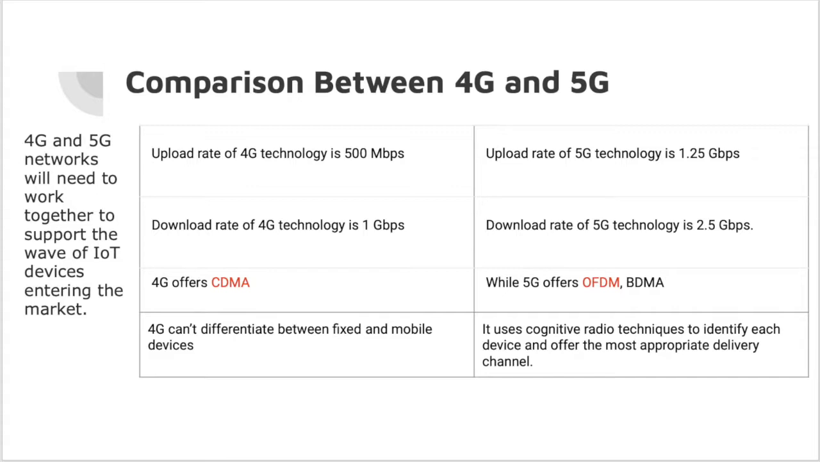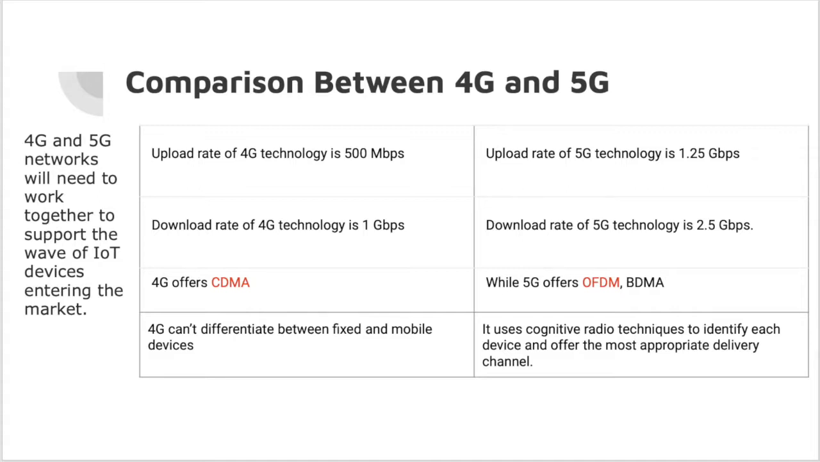So, what are the main differences between 4G and 5G? As we can see from this table, first, the upload rate is 5 megabytes per second for 4G, while it's 1.25 GB per second in 5G. Second, the maximum download rate in 4G is 1 GB per second, yet in 5G it's 2.5 GB per second, which makes the download much faster.